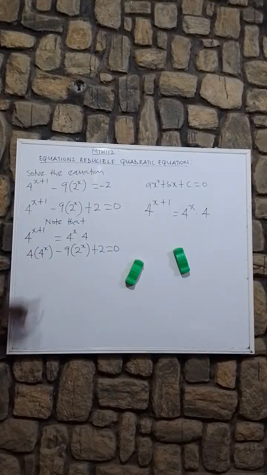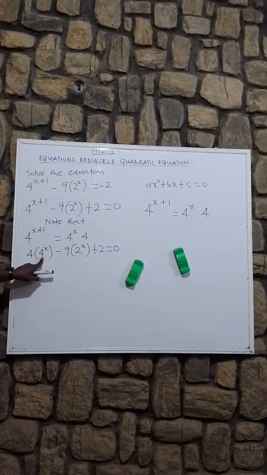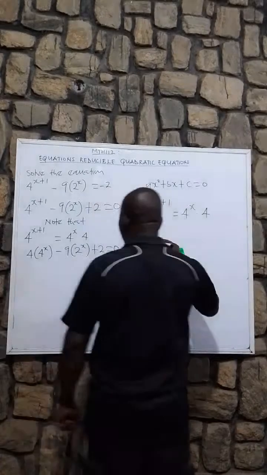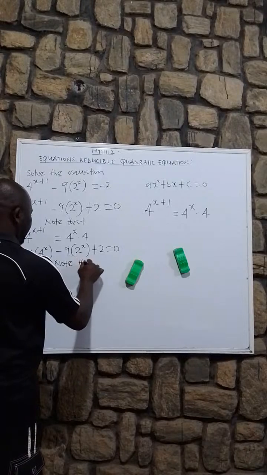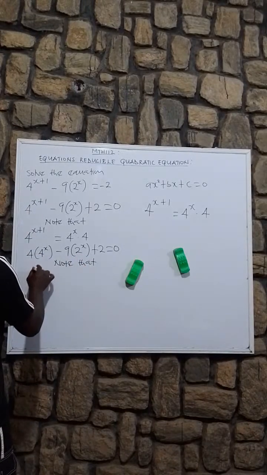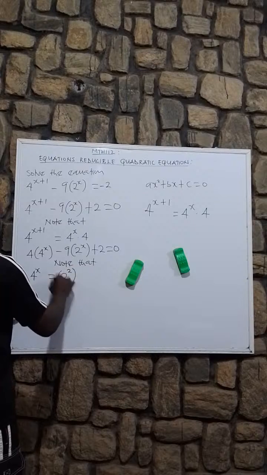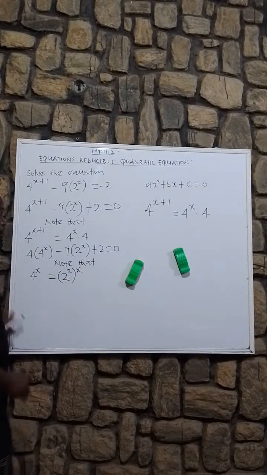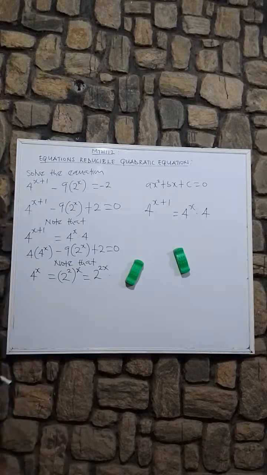So the base here is 2 raised to the power x, so we need something like that. Note also that 4 raised to the power x is the same thing as 2 squared, all in bracket, raised to the power of x, and this is the same thing as 2 raised to the power of 2x. Is that clear? So take note. Are you following?